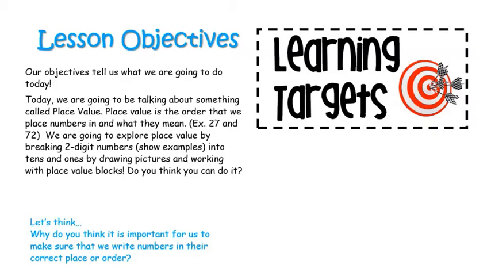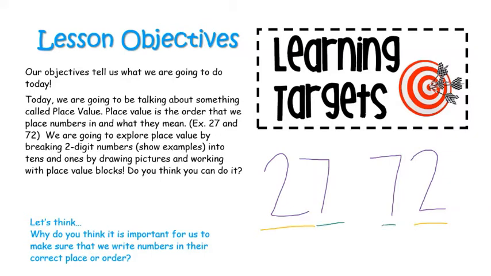So if I wanted to write the number 27, I would write the 2 first and then the 7. Then if I wrote the number 72, I would write the number 7 first and then the 2. These two numbers might look the same because they both have the 2 and they both have a 7, but the 2 and the 7 are flipped, so they mean different things.